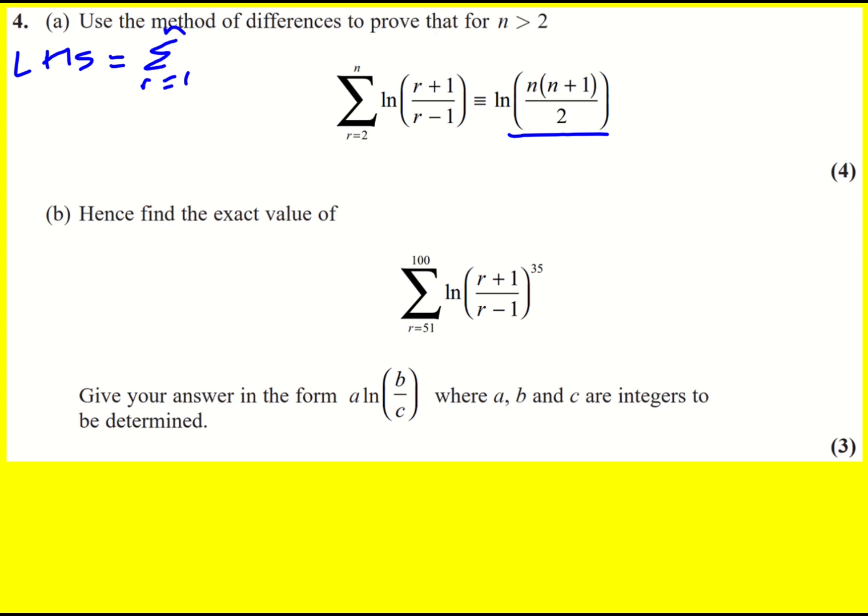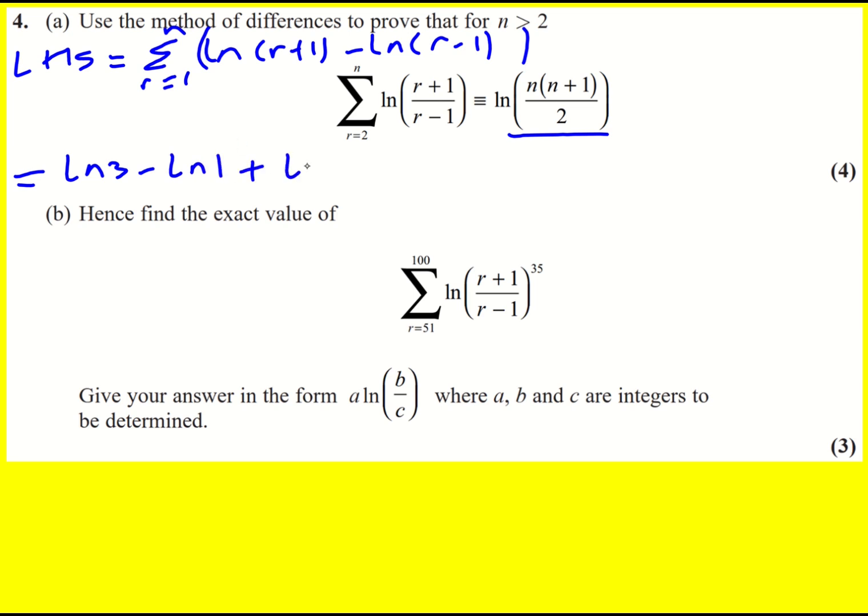Now it says the differences, so we're gonna be subtracting here. So let's rewrite the logs as ln (r plus 1) minus ln (r minus 1). Sorted. And then the sub in. So when r is equal to 2, that's actually our first value. We're going to get ln 3, and then we're going to be minusing ln 1.